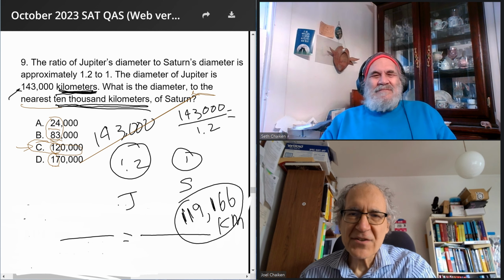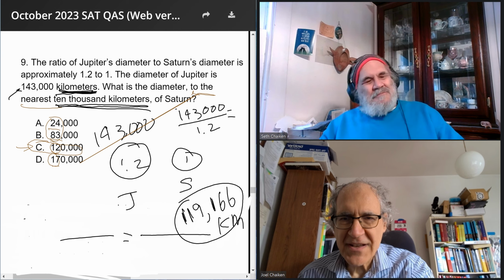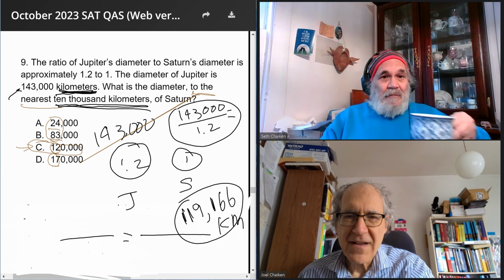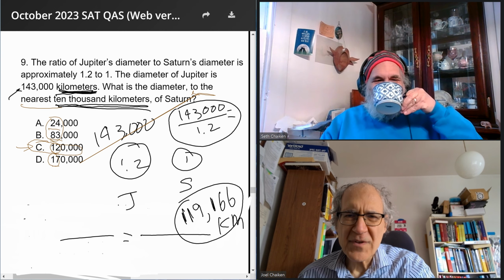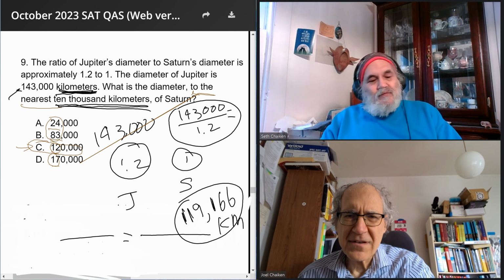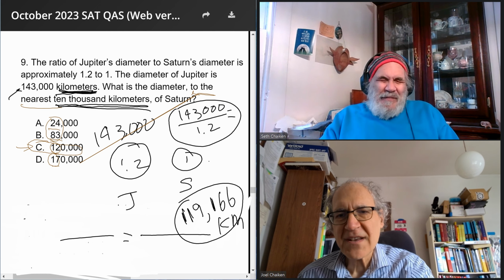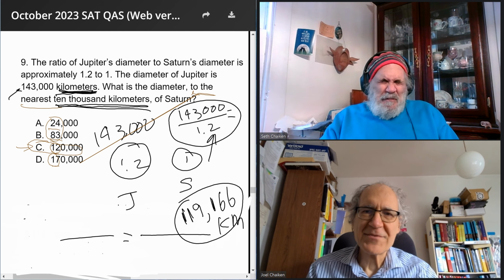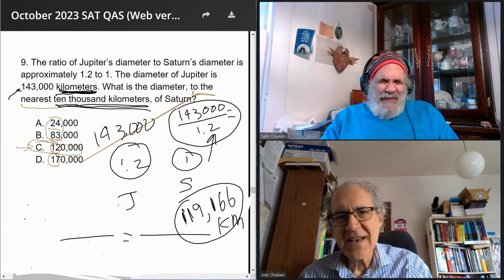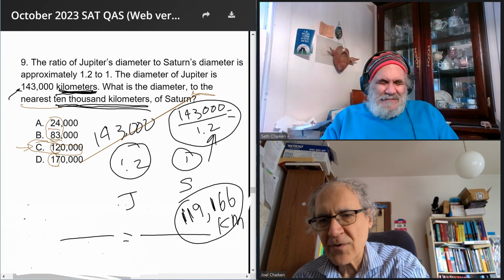So you can really cut corners by just taking 10% of that, which is about taking 20%. 20% is about 28. Then 143 minus 30 is 110, if you really want to make a rough estimate.